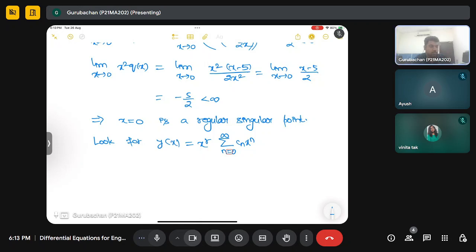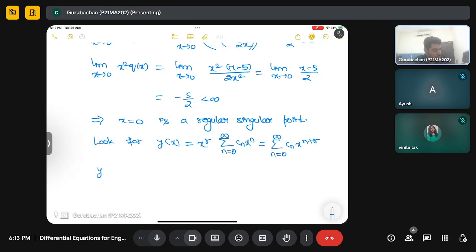So let us continue this one. If you rewrite this, it is the summation n from 0 to infinity of c_n x to the power n plus r. Here it is given that x is positive, so we are not caring about x to the power r. Otherwise, we would have to take care of mod x.